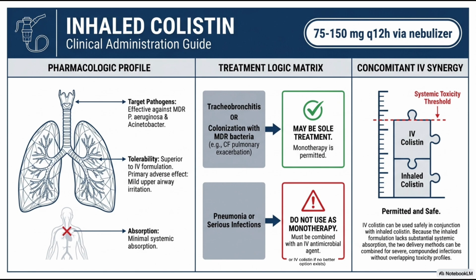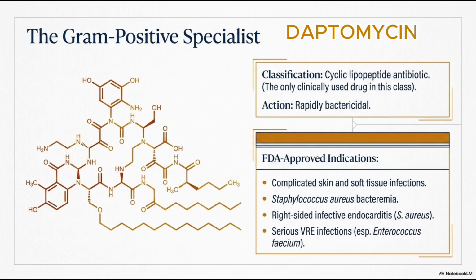The inhaled colistin doesn't cross over the alveolar capillary barrier into the bloodstream in any significant amount. The systemic burden is almost entirely from the IV dose, meaning you aren't actually doubling the systemic toxicity by adding the nebulizer. That is wild. Now, if our patient is dealing with a gram-positive threat, say severe MRSA or a nasty VRE infection, we're putting away the polymyxins and reaching for daptomycin.